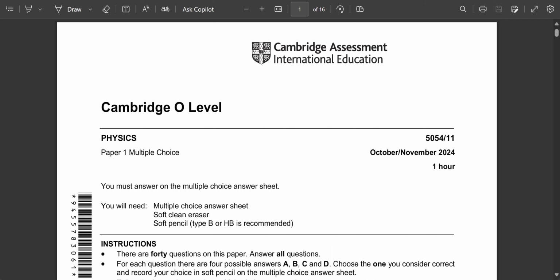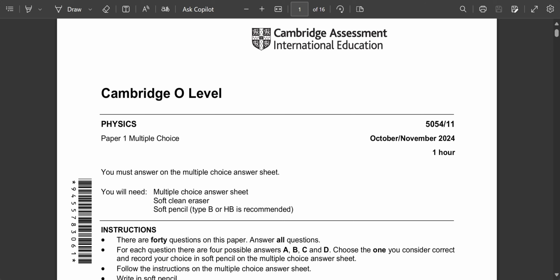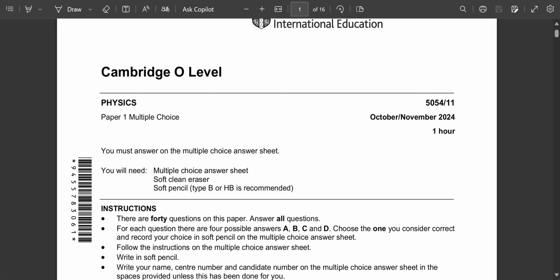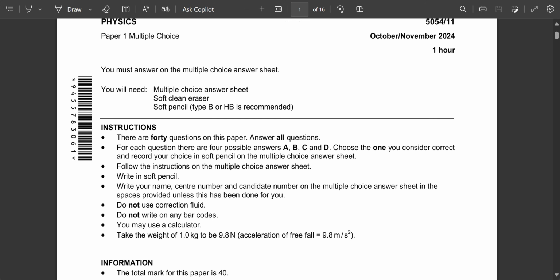Okay, dear students, today we will start with Physics Paper 1, October November 2024, Variant 11. So let's start with the questions.